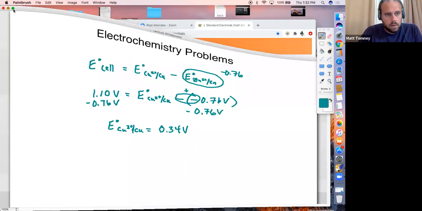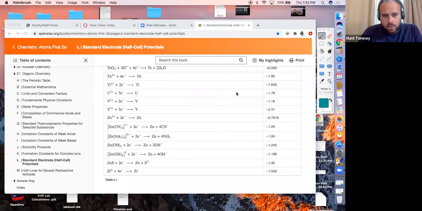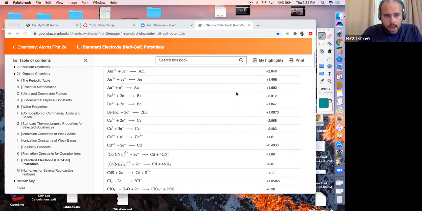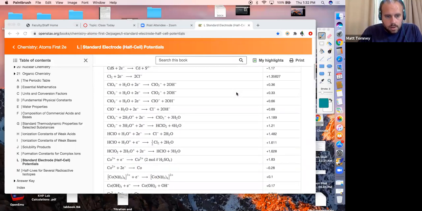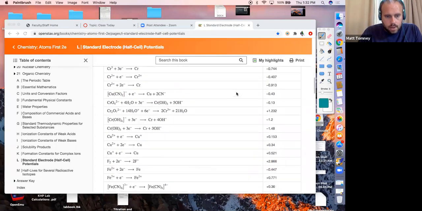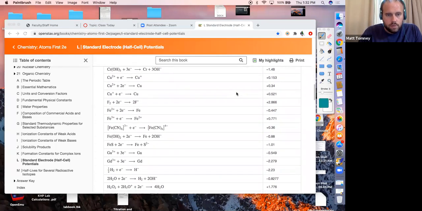So going back, I bring up my page here. I'm gonna have to go up to C for copper. Okay. And here's copper. Now again, be careful because they've got copper 2+ going to copper+. That's positive 0.153, but that's not ours, right? We did copper 2+ going to copper solid, and there is plus 0.34.